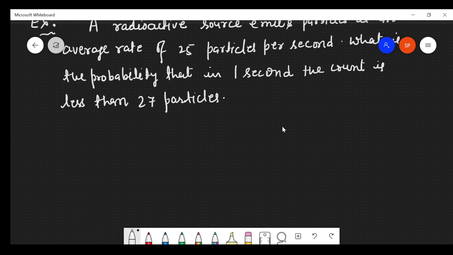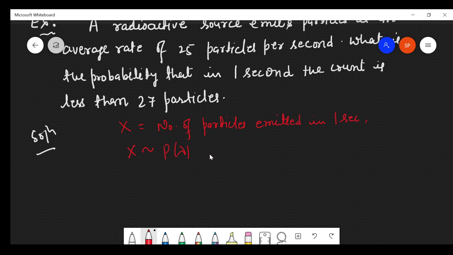Now the solution for this question. x follows the number of particles emitted in 1 second, which means x follows the Poisson distribution with parameter lambda. So we can write x follows the Poisson of 25. Lambda is given here; the first step is to identify lambda, which is 25.